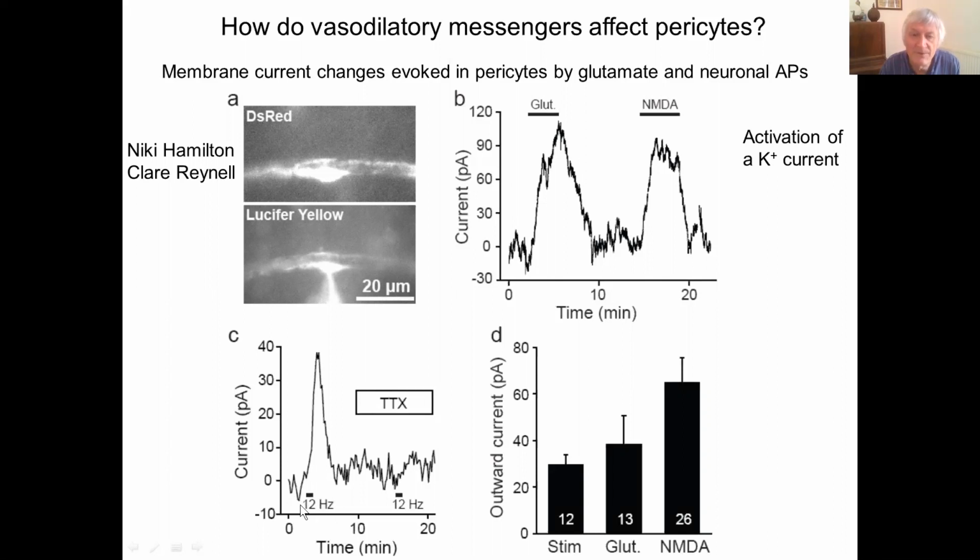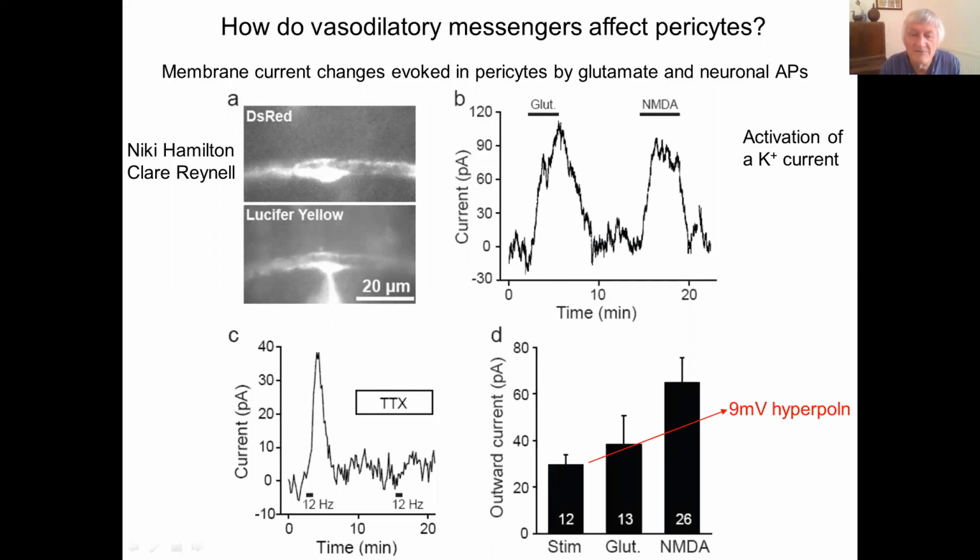This is glutamate release from the parallel fiber axons. You get an outward membrane current produced, which is blocked by TTX. It's action potential evoked in this case. And the size of this outward current will generate a 9 or 10 millivolt hyperpolarization of the pericyte.